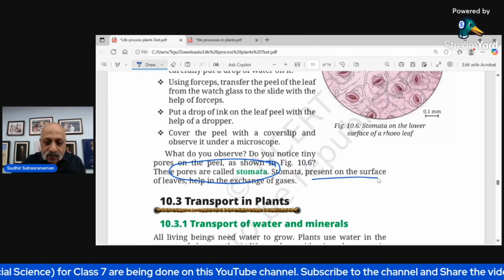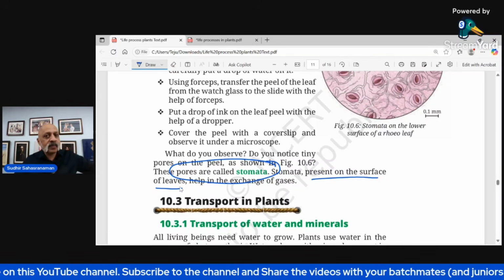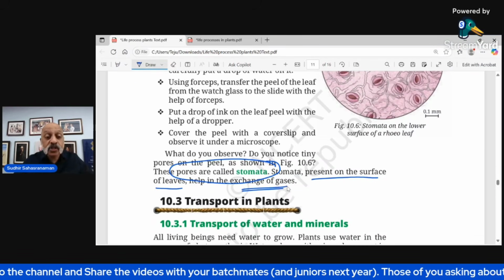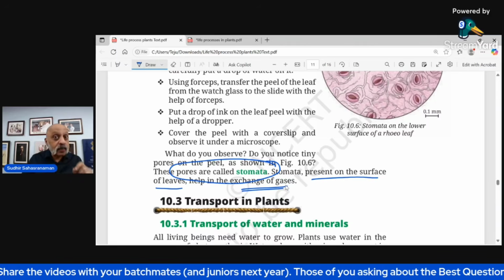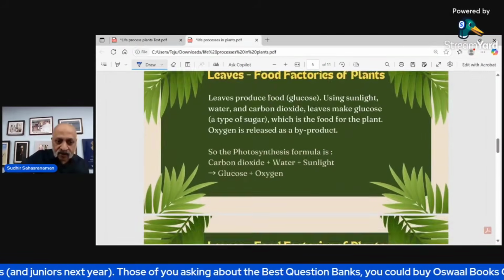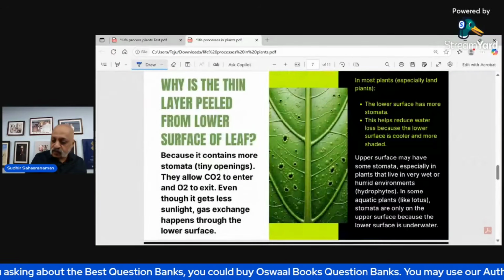Stomata are present on the surface of leaves, mainly the lower. There are some plants where they are on the upper surface also, like lotus. They help in the exchange of gases. Now, let me tell it to you in detail. We will come back to this food factories thing in a bit. Why is the thin layer peeled from the lower surface of the leaf?